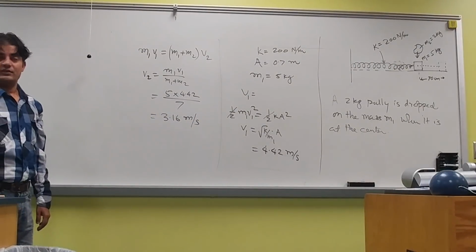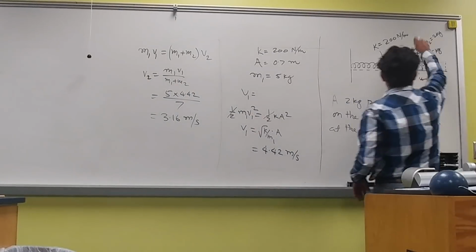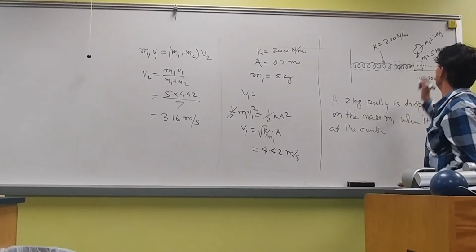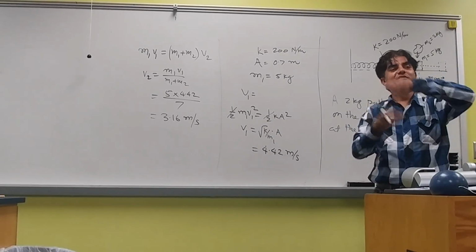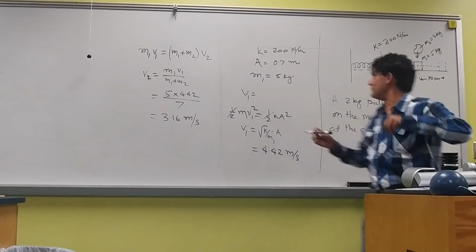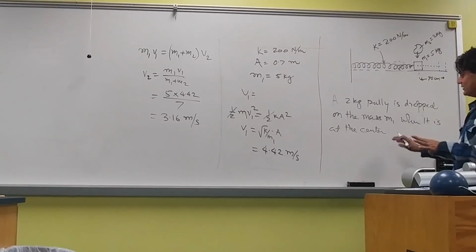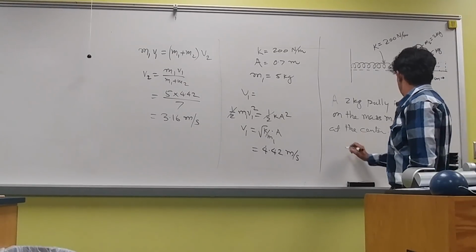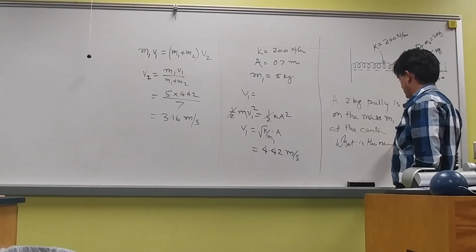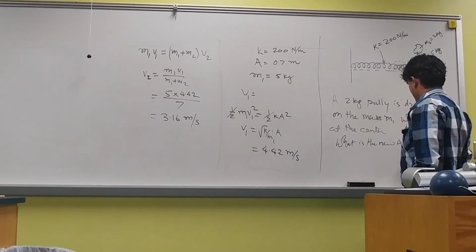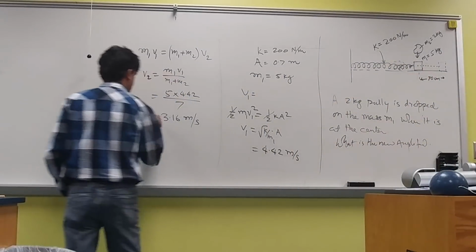So the question now is, when you drop this, what will be the new amplitude? Because of course, the velocity decreases, so it will not reach the same distance, 70 centimeters. What is the new amplitude A2? So how will you find it now?